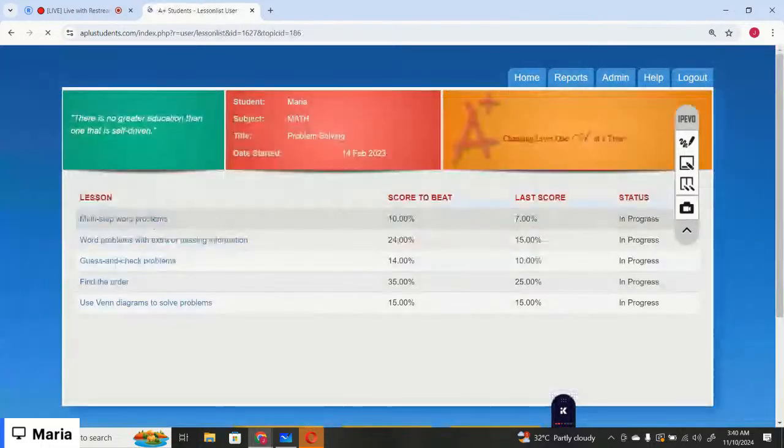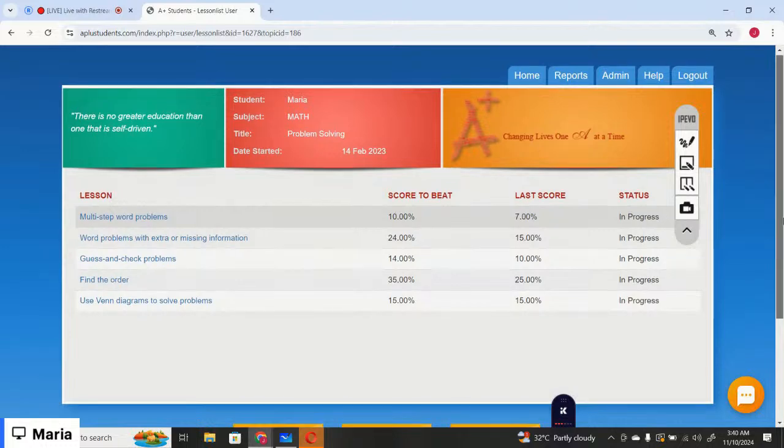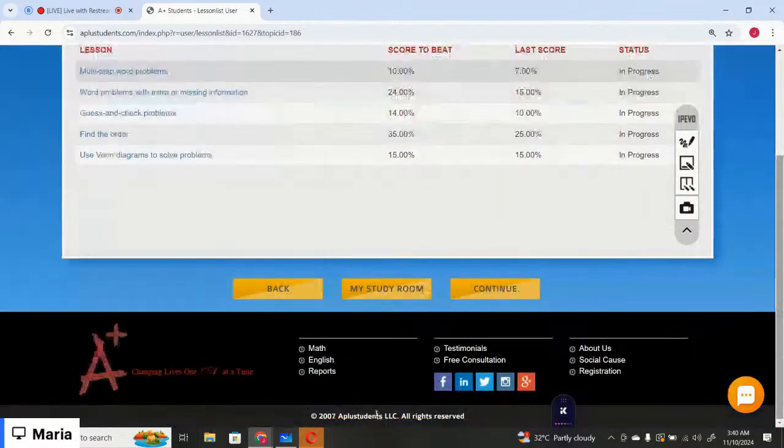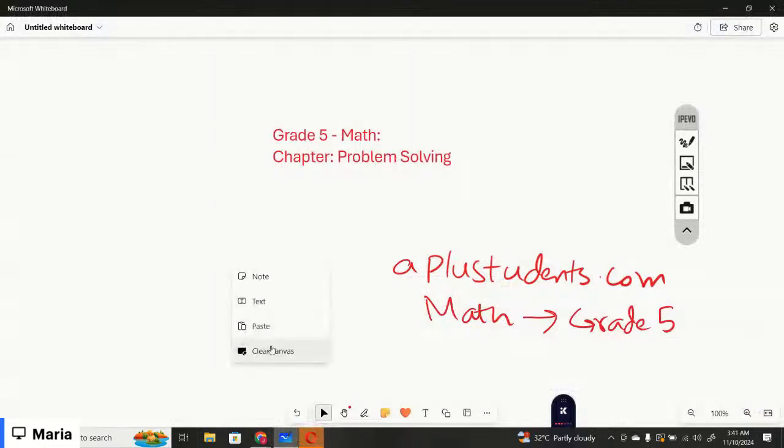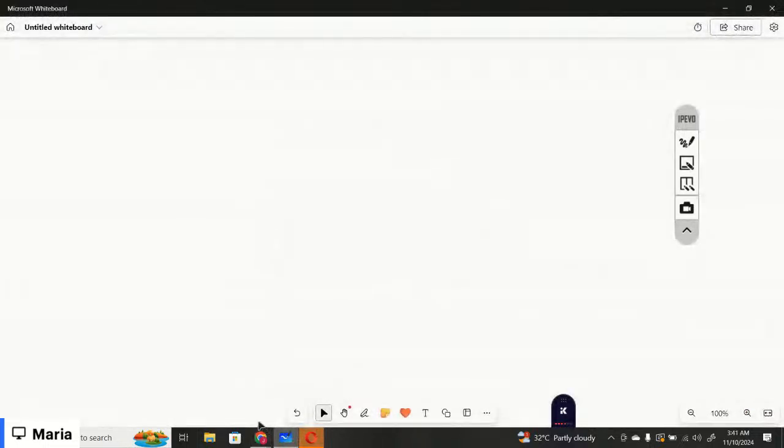So we were working on grade 5 math. The chapter we're working on is problem solving. The lessons we have covered today are multi-step word problems with extra or missing information, guess and check problems, and find the order. So please make sure before the next session you complete all the practice questions for the lessons we just did. That is your homework until next session.